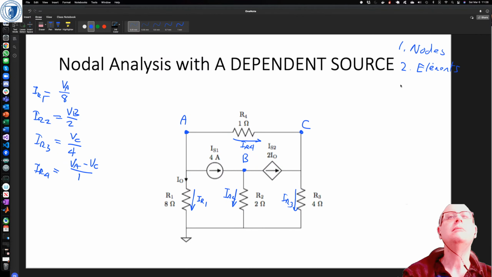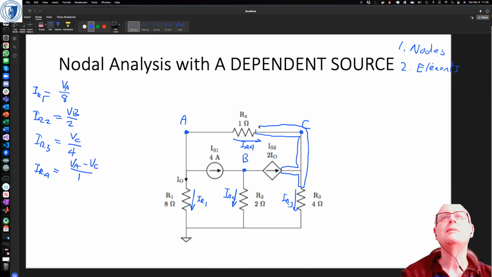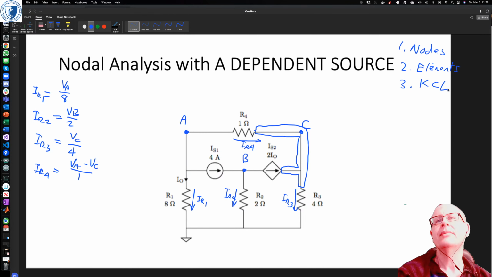Oh, never mind, I had my nodes mixed up. Yeah, this one's a little challenging because the node is actually quite large. This is all of node C, even though I draw it as a dot. Okay, so that's that. So the next thing is to KCL everything.